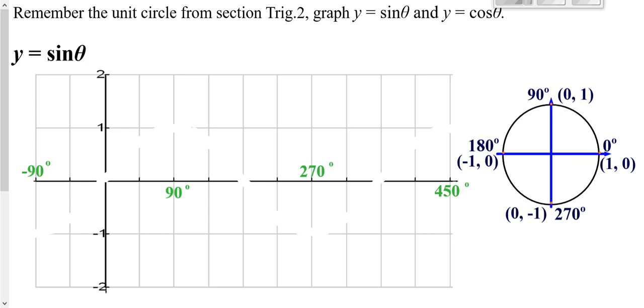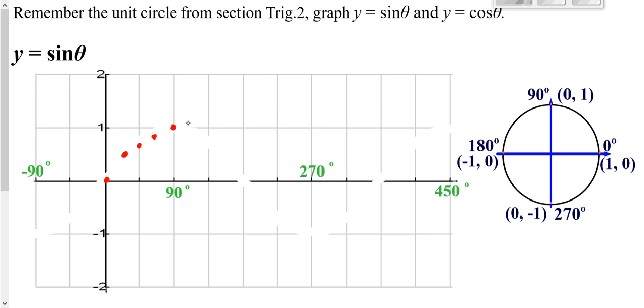So now we're going to go ahead and look at the sine graph. Now, sine, remember, is the y values on your unit circle. If we go back and we look at what you're supposed to have memorized, the sine of 0 is 0. The sine of 90 is 1. Sine of 45 is root 2 over 2, which is about 0.7. Sine of 30 is 1/2. Sine of 60 is root 3 over 2.